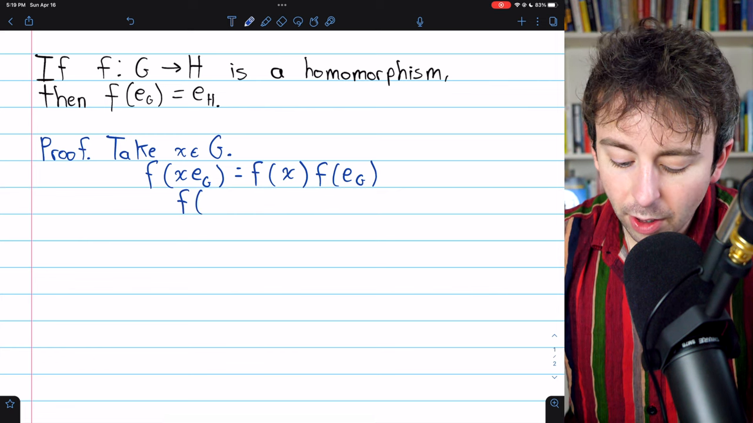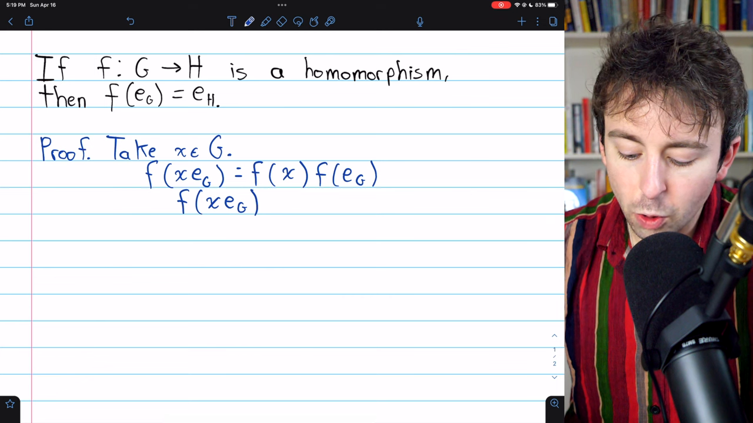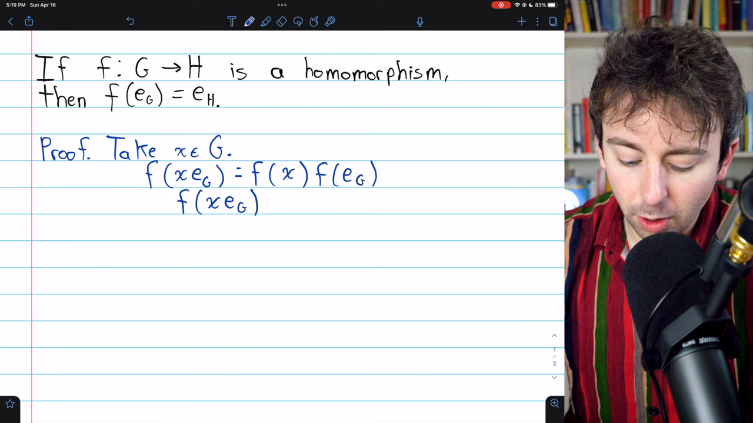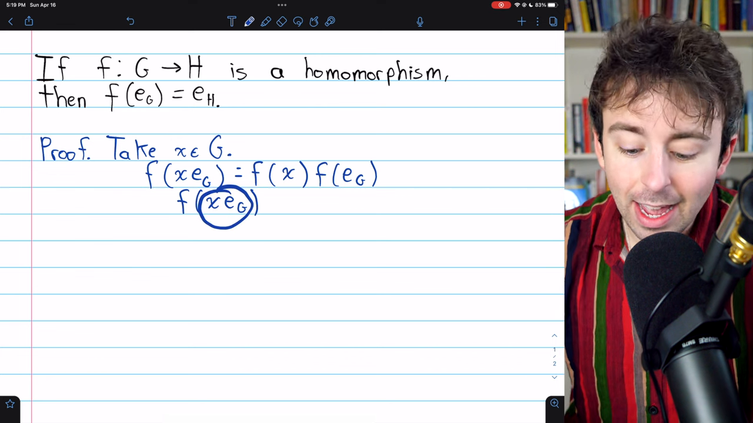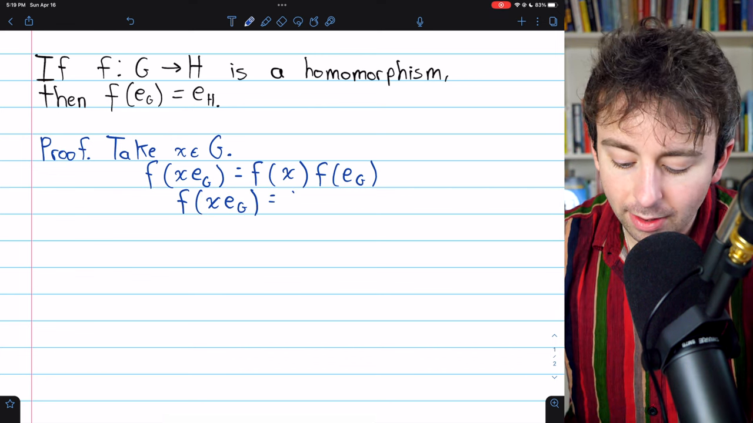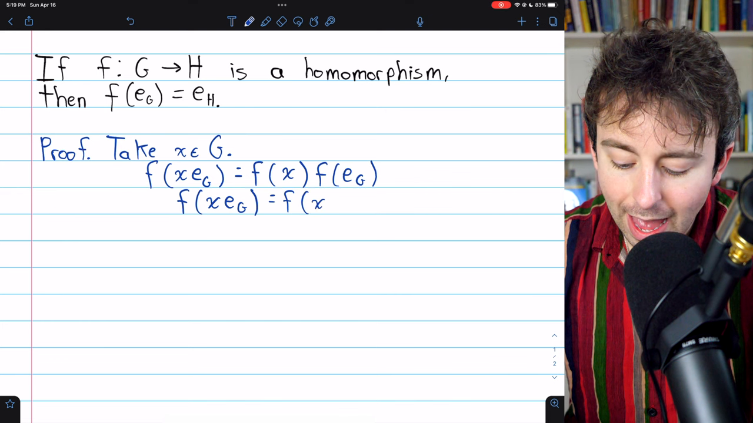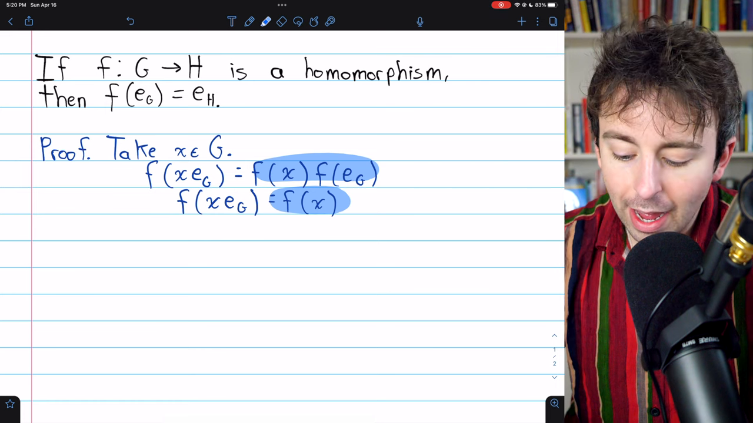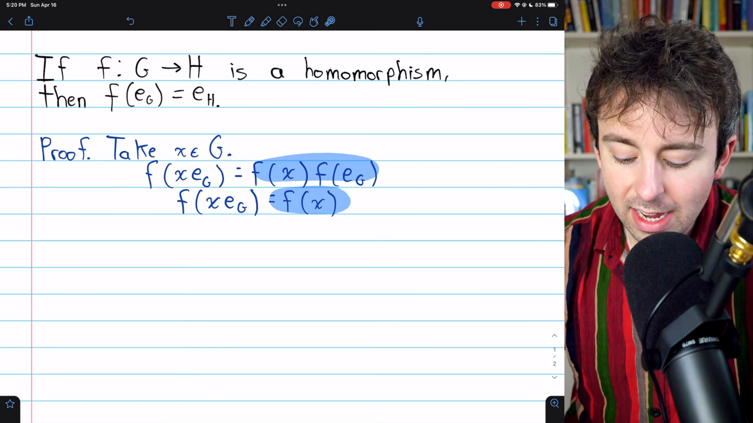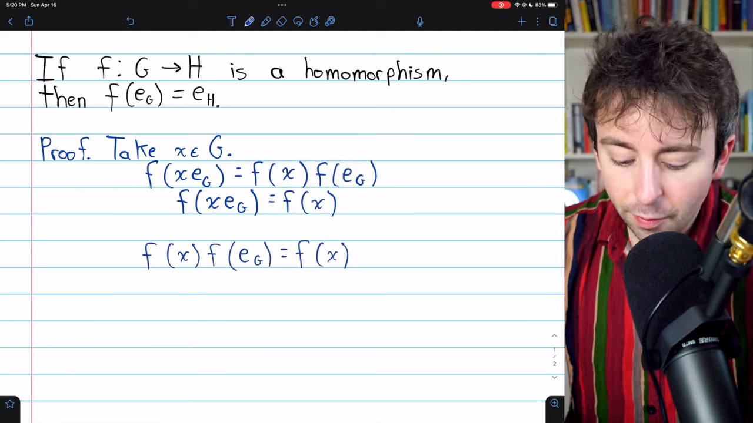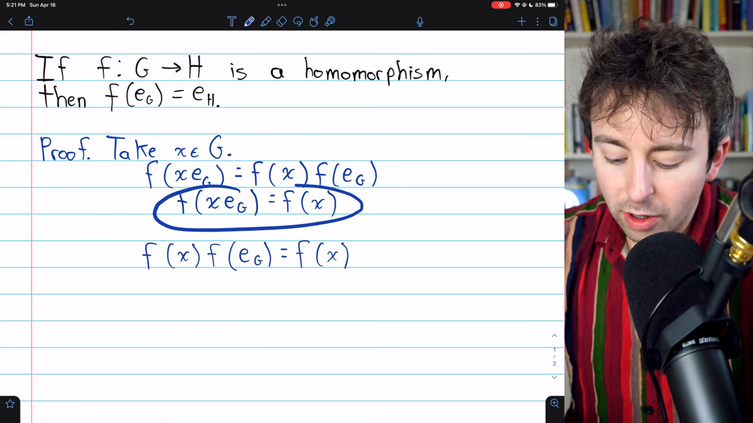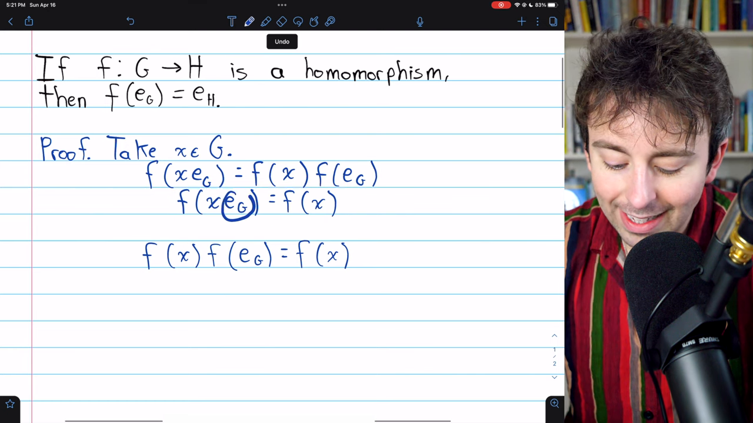However, there's another thing that we could say about f of x eG as well. Not only is it equal to f of x times f of eG, put in the function separately, but also since eG is the identity element, f of x eG is the same thing as f of x. And so we could set these two things equal to each other. f of x times f of eG is equal to f of x. Again, the first equation just follows by definition of a homomorphism, and the second equation follows by definition of identity.